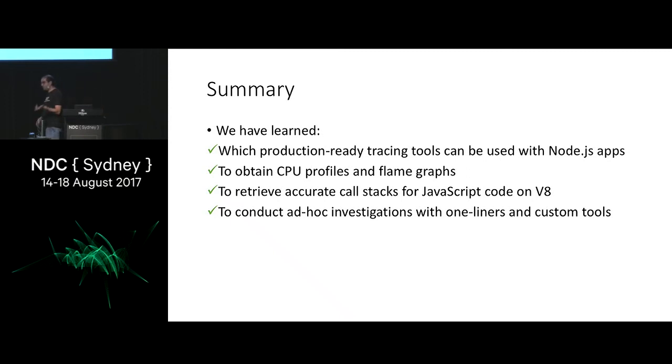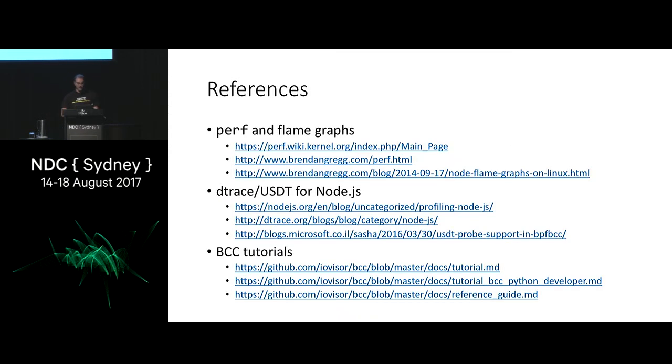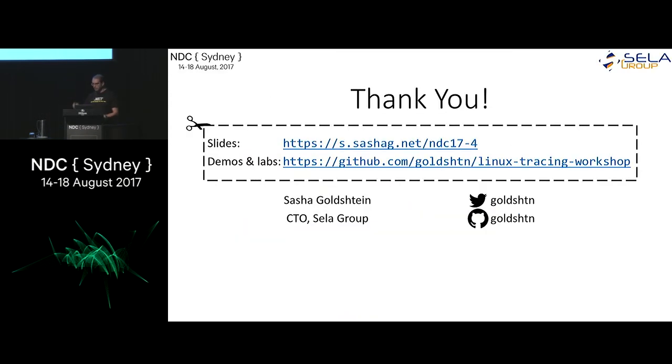I also have up online, I'll show you the link in a moment, a bunch of additional examples that you might want to look at, including some networking issues, like a Node app making slow network requests, DNS resolution issues, database issues. So there's a bunch of different things these tools can be used to investigate. So I have some references over here, but this is the important slide. It has the link to the slides themselves. And that other link over there, the Linux Tracing Workshop, that's a GitHub repo that has a bunch of examples.